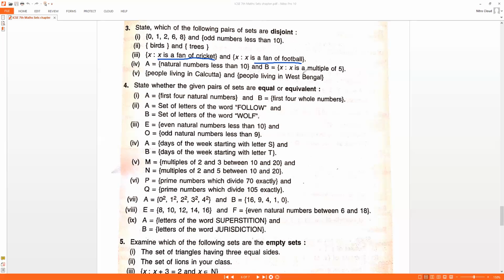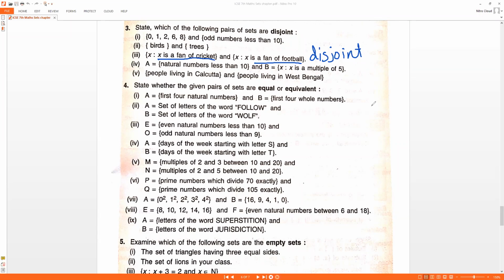Only cricket, only football, it is not said like that. So for now we can call this disjoint. Okay, we'll check. Yes, it is disjoint for now at least. Okay, what about next?